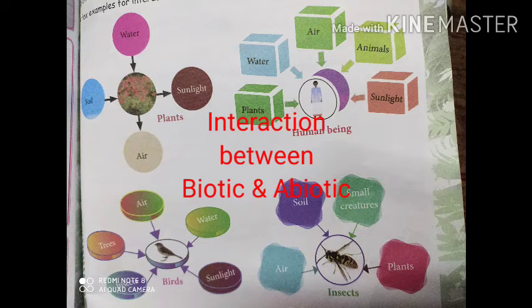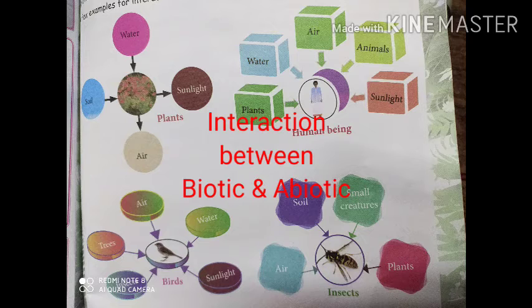Next you see the human being. Human being is a biotic factor, that is living thing, and human beings need plants, water, air, animals and sunlight. So we are depending on the living and non-living things. We need water, air, sunlight, which are abiotic factors, and plants and animals, which are biotic factors.